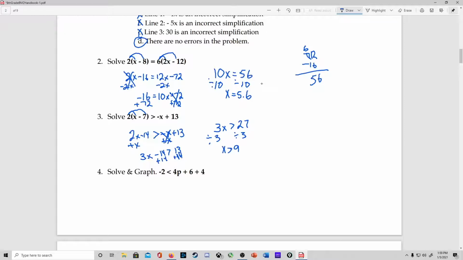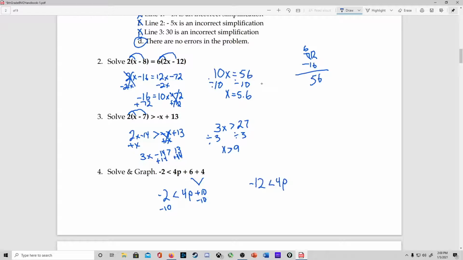All right, so let's look at the last one. Last one, we don't have to do any special distributive property or anything, but we do need to combine the terms that we can. So we get -2 is less than 4p plus 10. That's just combining those two. Now I'm going to take away this 10 because I want to keep my p's on this side. So -10, -10. Again, remembering, I got a negative and a negative, so I'm going to add those and keep the sign. So I get -12 is less than 4p.